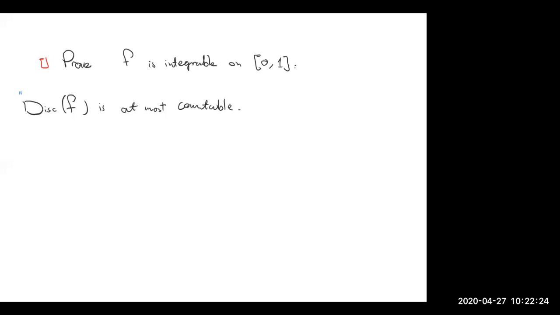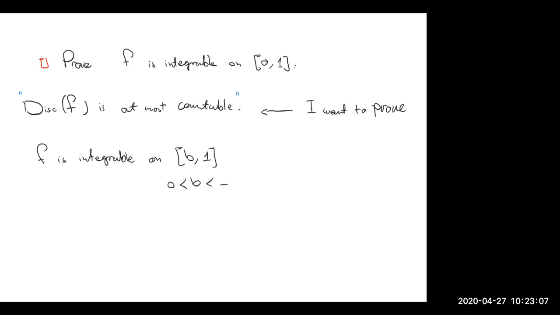I want to show f doesn't have many discontinuous points. Even if it has infinitely many discontinuous points, if this set is even infinite, it has to be countably infinite. Okay. So this is what I want to prove. But what I know is that f is integrable on subsets of the form B to 1 for positive number B.